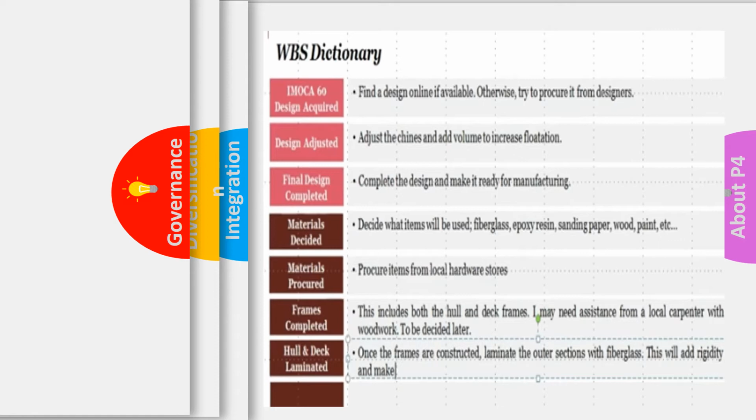So for instance, if we look at the work breakdown dictionary for the fixing of a small sailing boat, frames completed: this includes both the hull and deck frames. I may need assistance from a local carpenter with woodwork, to be decided later. So you're actually saying what parts of the boat it includes, and where and who you might need assistance from, and so on and so forth. So you're putting this in terms of the work breakdown structure dictionary. Very, very important as well to clarify all the points.